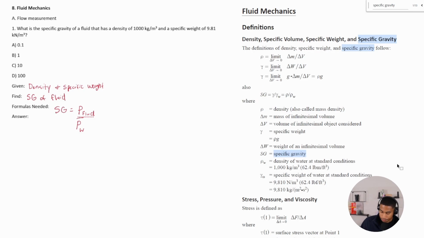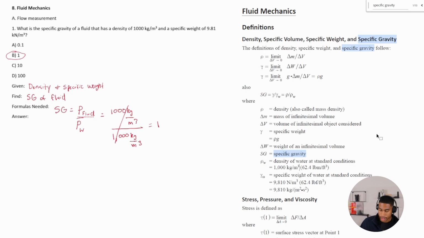All right, so this is going to equal the density of the fluid is 1,000 kilograms per meter cubed all over the density of water, which in this case is the same. This is not always the case. All right, and what do we get? Well, everything just cancels out to equal 1. So our answer is B.